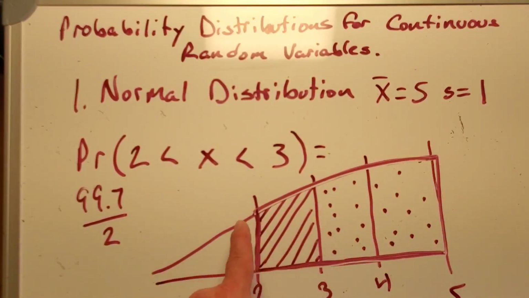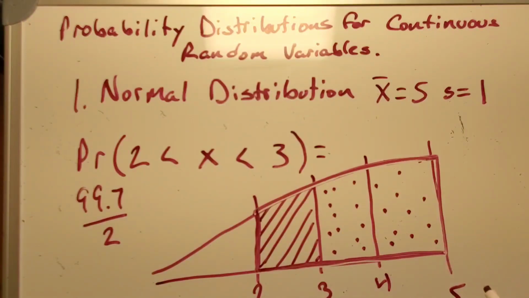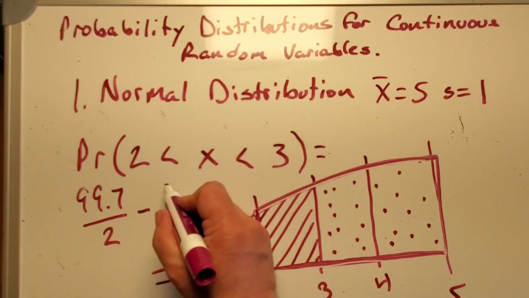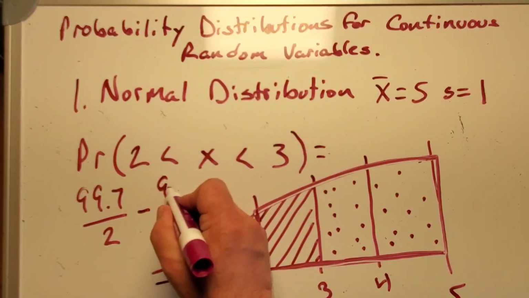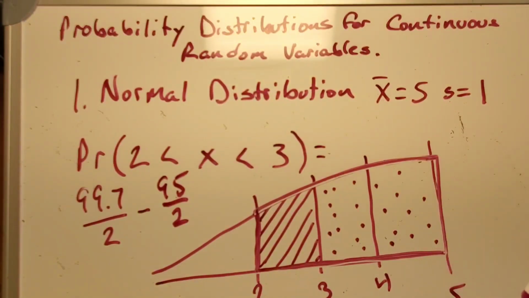Out of that large area, I want only this. So I know that I do not want the area with dots. Let's figure out what that is. That's the negative 2z point. So I'm going to go from negative 2z, and I'm going to think in terms of going to positive 2z. I know that that's 95%. So this dotted area must be half of 95. So I'm going to subtract my unwanted half of 95. So that's how we're going to work the problem.